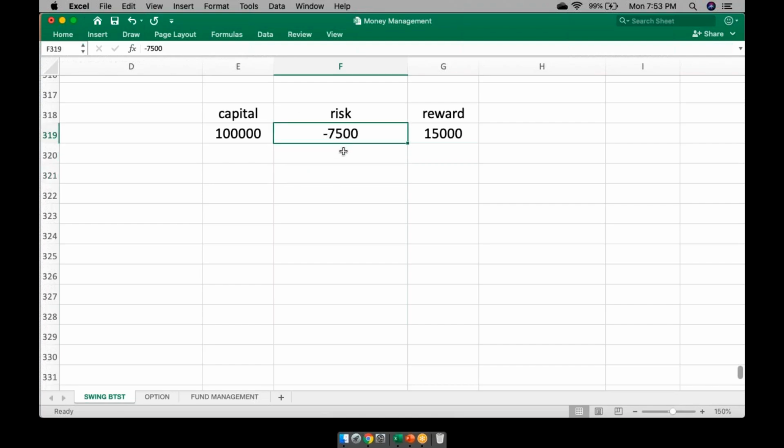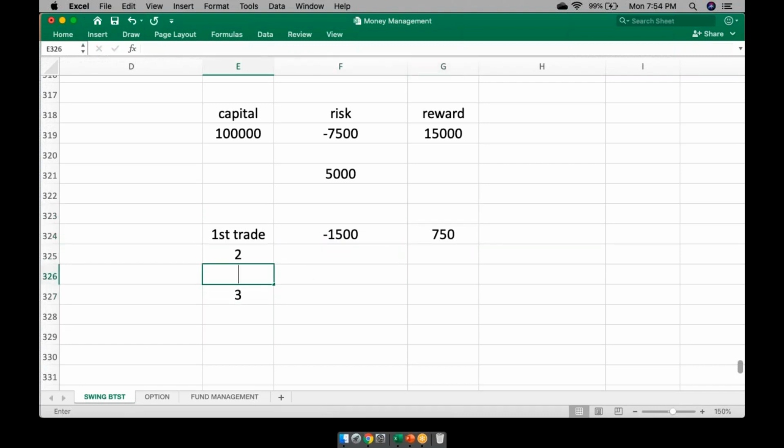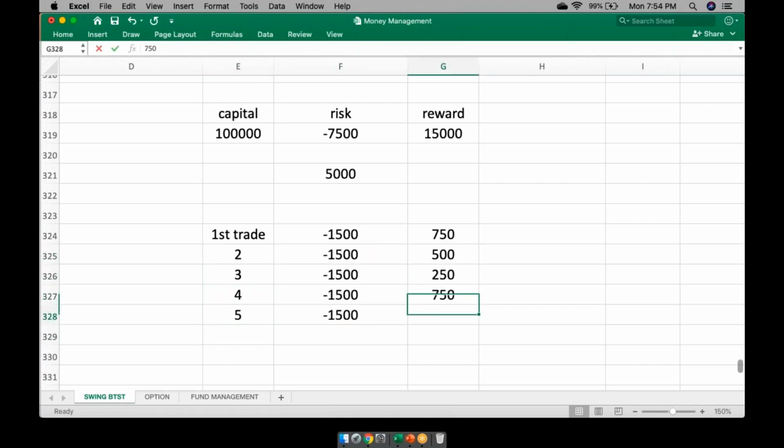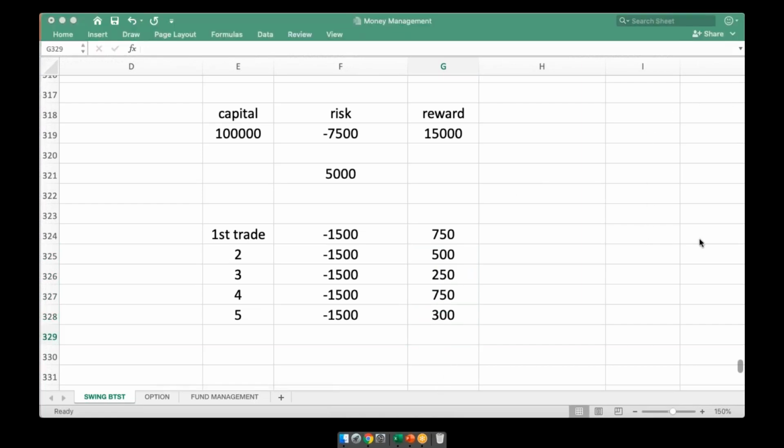If I'm ready to take a risk of 7,500, and if I close my target at 5,000, this risk and reward will not be matched. That means in the first trade, I am taking a risk of 1,500 rupees and making a profit of 750. Second trade, and so on. So this is not a healthy risk and reward ratio.